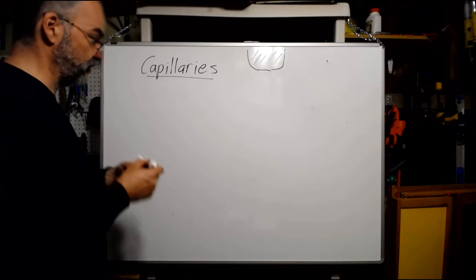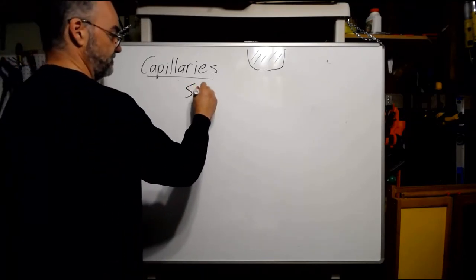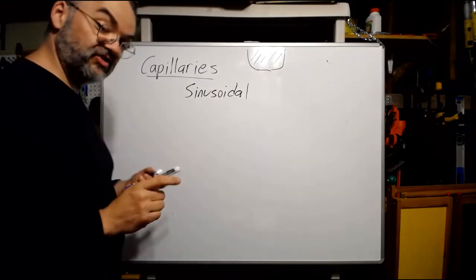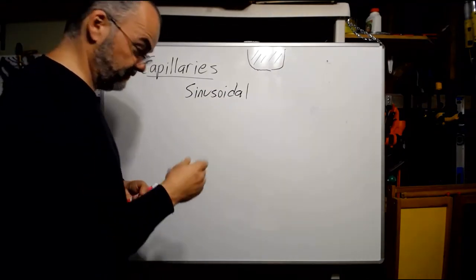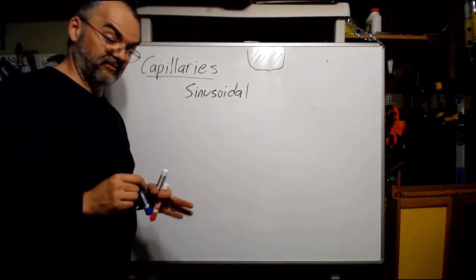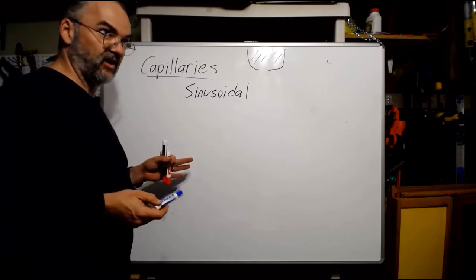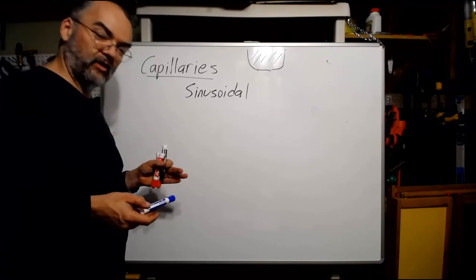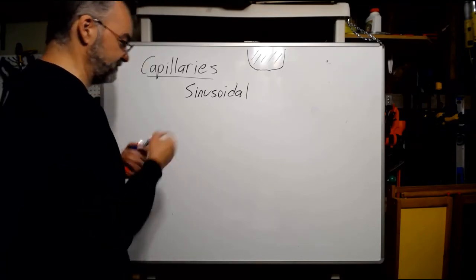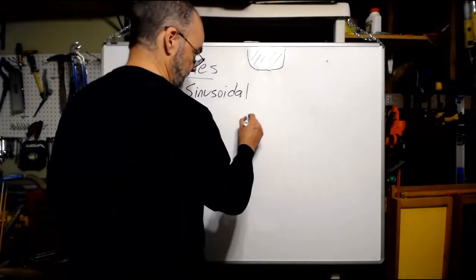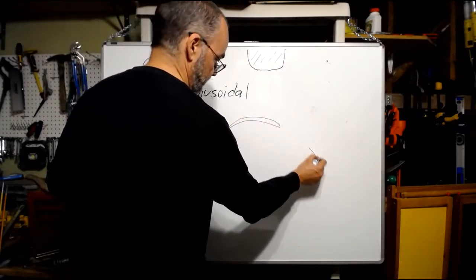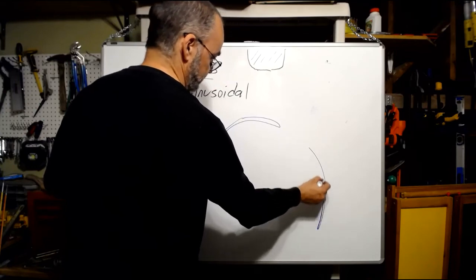The last type we call sinusoidal. Sinusoidal capillaries are weird. First of all, they're much bigger than regular capillaries. These are on the scale of, I think we're talking maybe 40 microns across. They're something like 5 times the size of a regular capillary. I'll try to get that across here. Those endothelial cells are way too big.